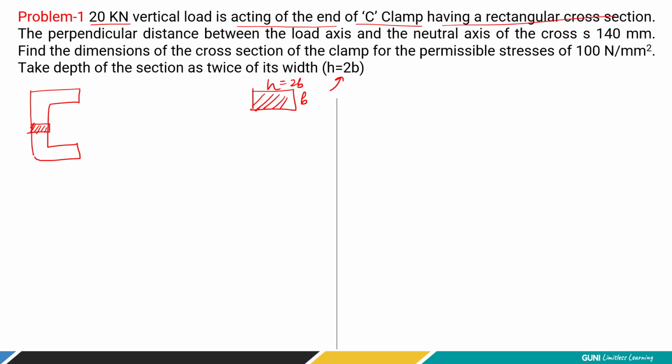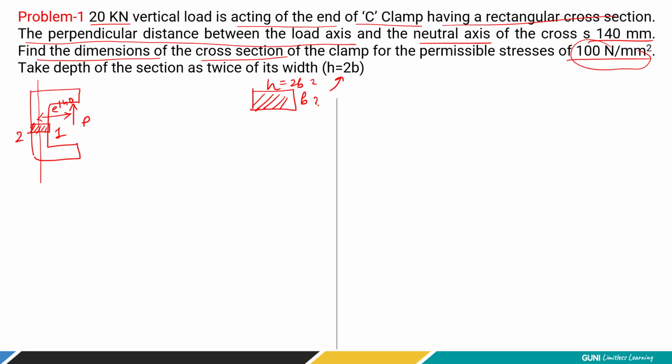Having a rectangle cross section. Now the perpendicular distance between the load axis, we are applying load over here, P, and the geometrical axis. So the distance between the line of action of load and the geometrical axis, or you can say the neutral axis of the section, is the eccentricity, which is 140 millimeter. So E is given as 140 millimeter. Now find the dimension of the cross section. So what is the H value? What is the B value for the clamp, and the permissible stress is 100 Newton per millimeter square. That means at section 1 and section 2, you have to find the stresses. It should not be more than 100, right? So we can take the given value of permissible stress and find the dimensions.